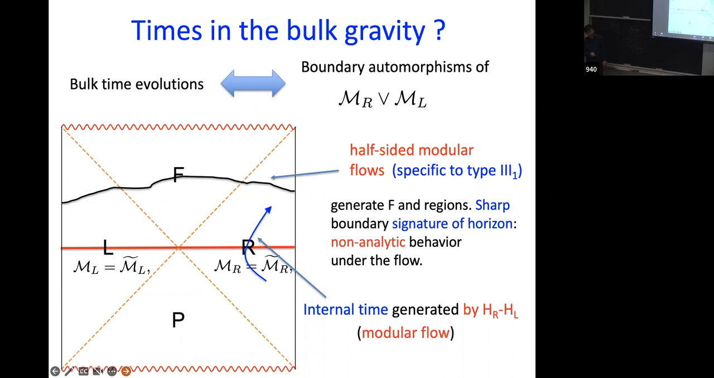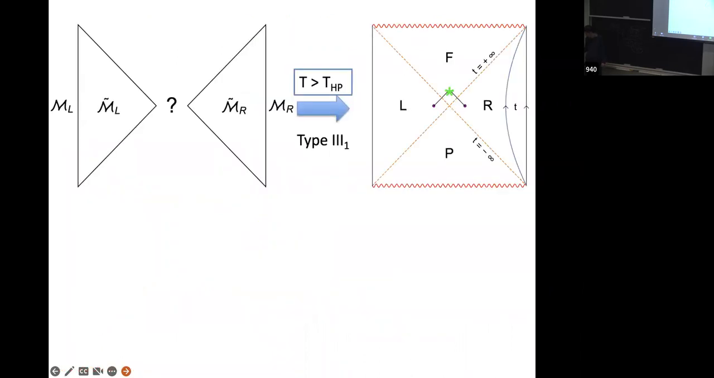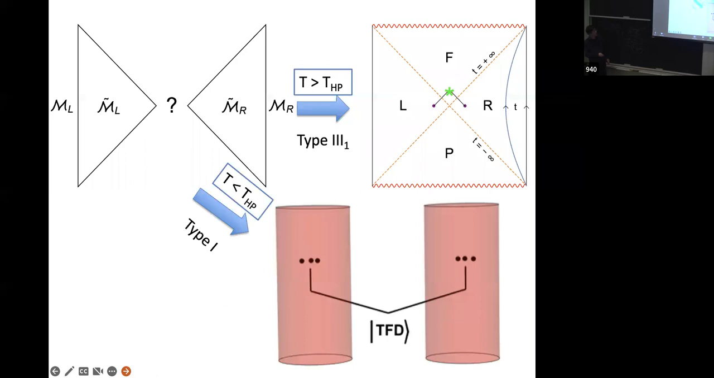So let me just quickly say the picture. When T is greater than the Hawking-Page temperature, using this half-sided modular flow, you can generate the future and the past region. But if you are below the Hawking temperature, you are still in the type I case, and then you get these two disconnected geometries. The excitations there are connected by this motion constant.